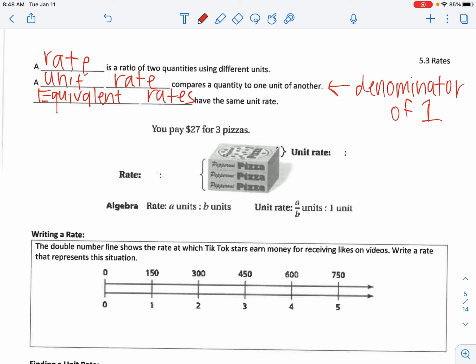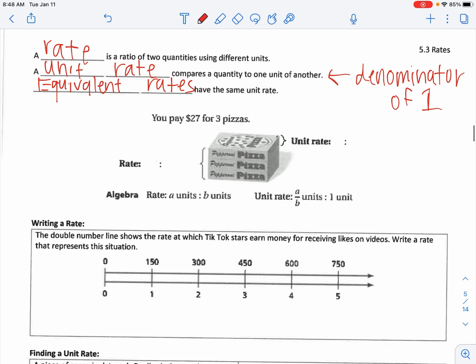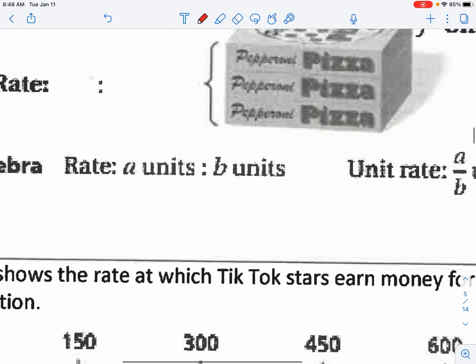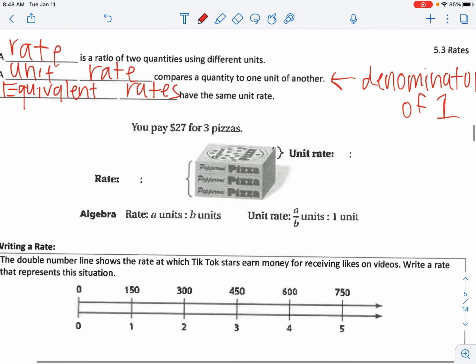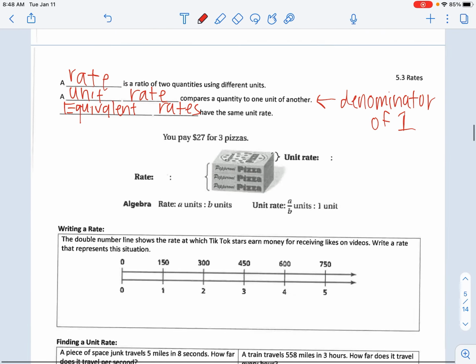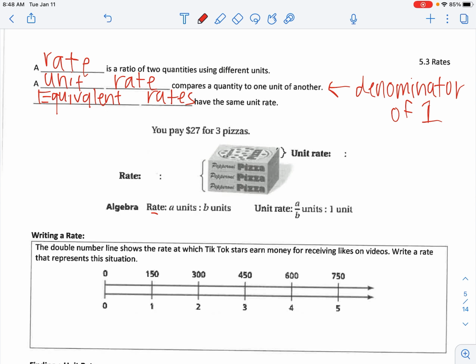Okay, so in this first example, it says you pay $27 for 3 pizzas. Remember, a rate is written as A units to B units. So our rate would be $27 to 3 pizzas. Okay, so our rate is 27 to 3. That is how you would write it.